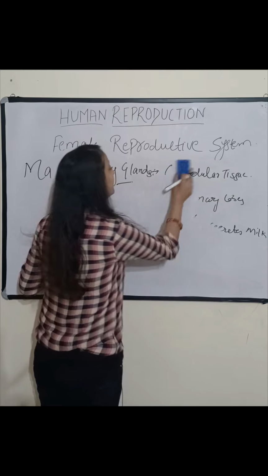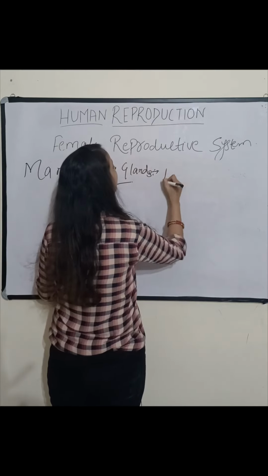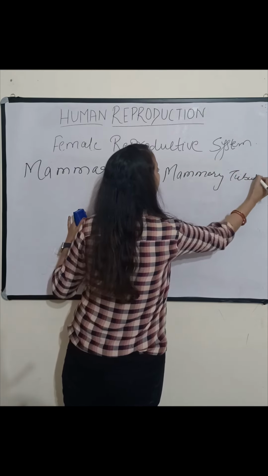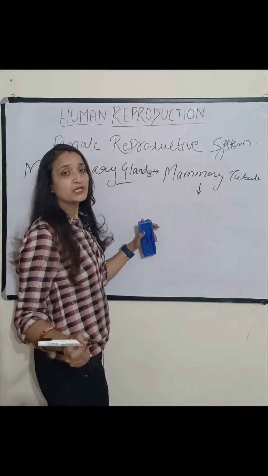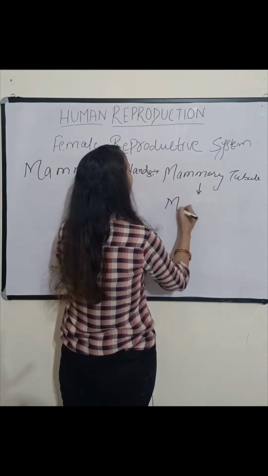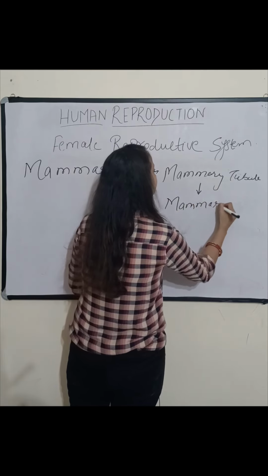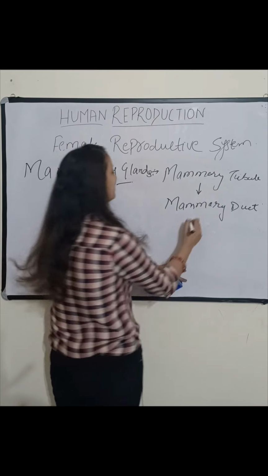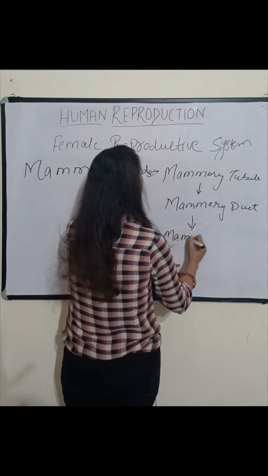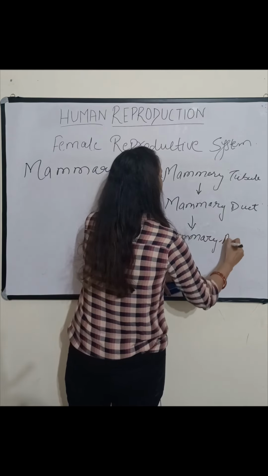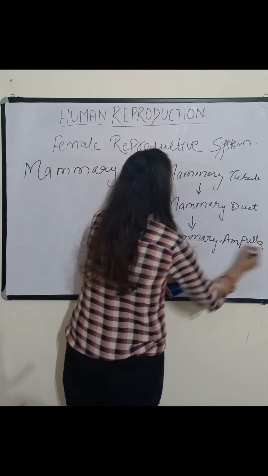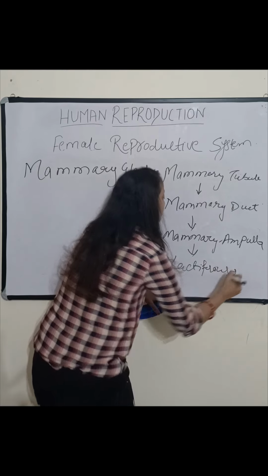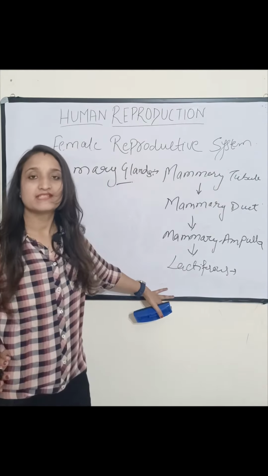Now, alveoli open into the mammary tubules. The tubules of each lobe join to form the mammary duct. Several mammary ducts join to form a wider mammary ampulla, which then forms the lactiferous duct from which the milk is sucked out.